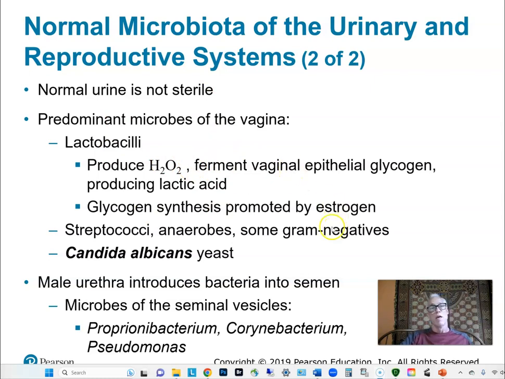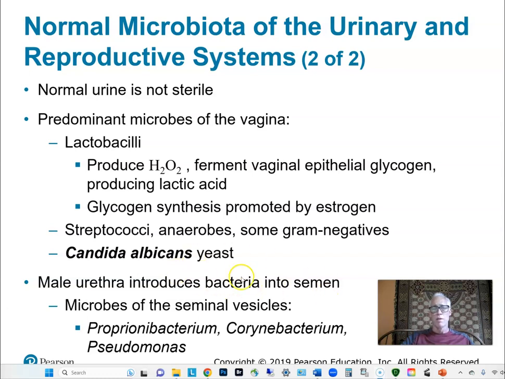That's kind of nice. Other bacteria that can be present, streptococci and some gram-negative bacteria, some anaerobes can be in there. They don't get to overgrow though because it's too harsh of an environment for them. Candida albicans, yeast, they're in your oral cavity, they're in the vagina, they're all around on your body. You have lots and lots of it in your intestines. They're just common. They're not even a pathogen. They're just very commonly present.